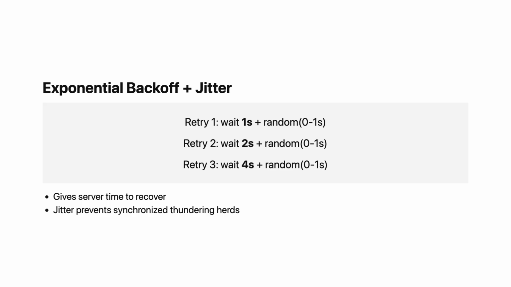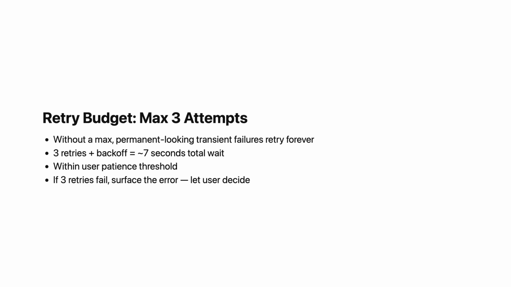3 retries with exponential backoff means the total time is roughly first try, wait 1 second, second try, wait 2 seconds, third try, wait 4 seconds, final try. That is about 7 seconds of waiting plus the request times. This is usually within the user's patience threshold. If 3 retries with increasing delays do not resolve the issue, more retries are unlikely to help. Surface the error. Let the user decide whether to try again and move on.